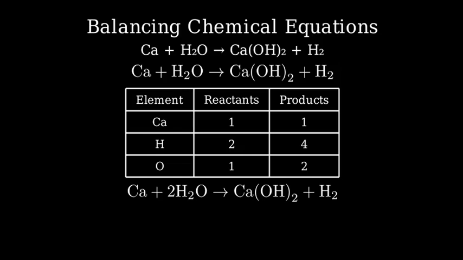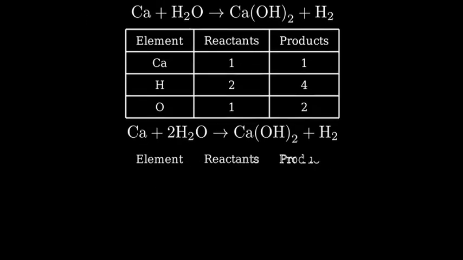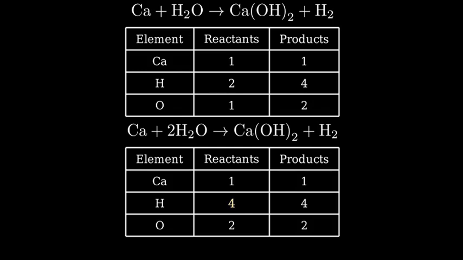Now, let's recount our atoms. Calcium remains unchanged. For hydrogen, we now have 4 on each side. And for oxygen, we now have 2 on each side. Great! We've successfully balanced our equation.